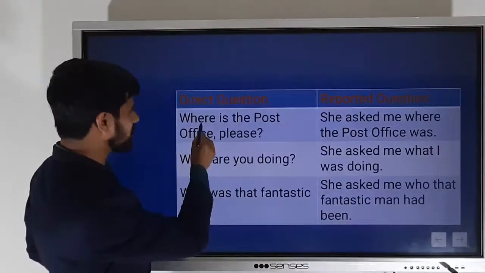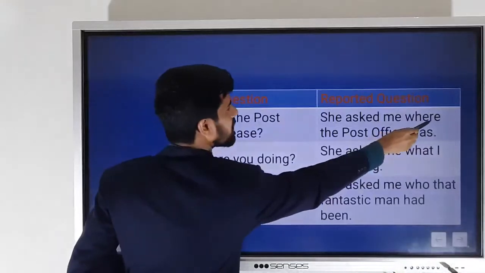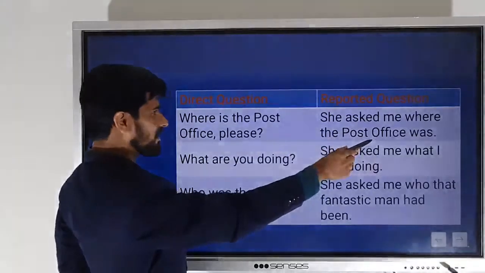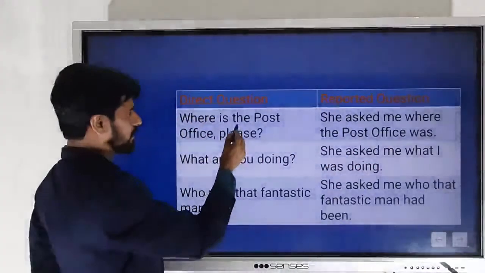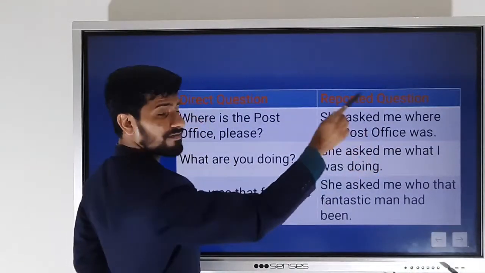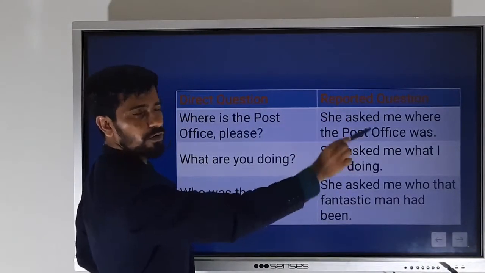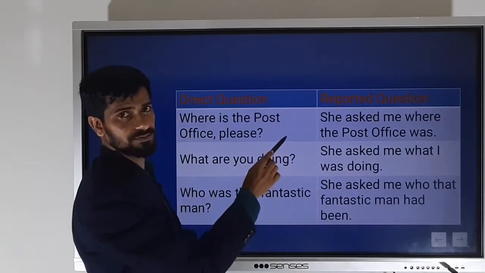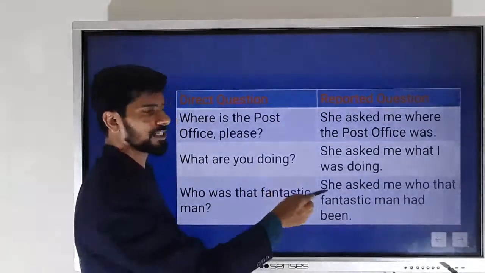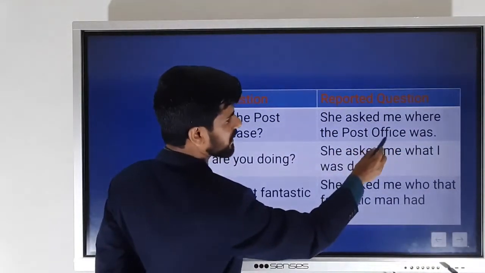So you noticed, where is the post office? And she asked me where. The same question word came there as a conjunction. After the question word, you have to write the subject, the post office. So where the post office. After the subject, you have to write the verb. Is becomes was there. So where the post office was. You can't write where was the post office. That's not the correct form of converting a question word into reported speech. Instead, you have to write where the post office was. So after the question word, write the subject, then the verb.